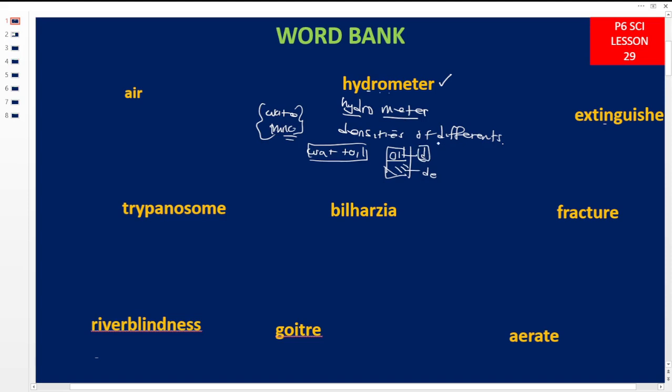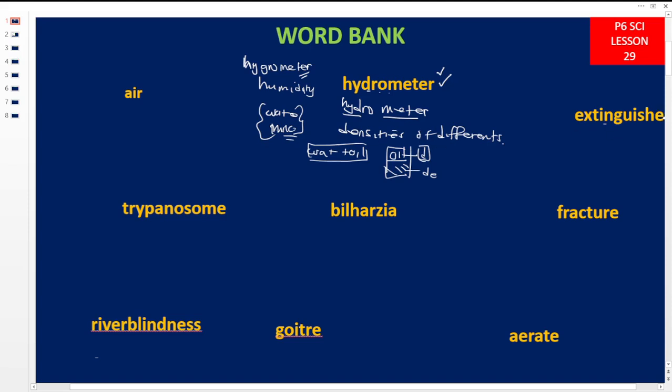But some members confuse this hydrometer with hygrometer. This is hygrometer. A hygrometer measures what we call humidity. What is humidity? The amount of water vapor in the atmosphere. But our word here is hydrometer. It is for densities of different liquids, right?